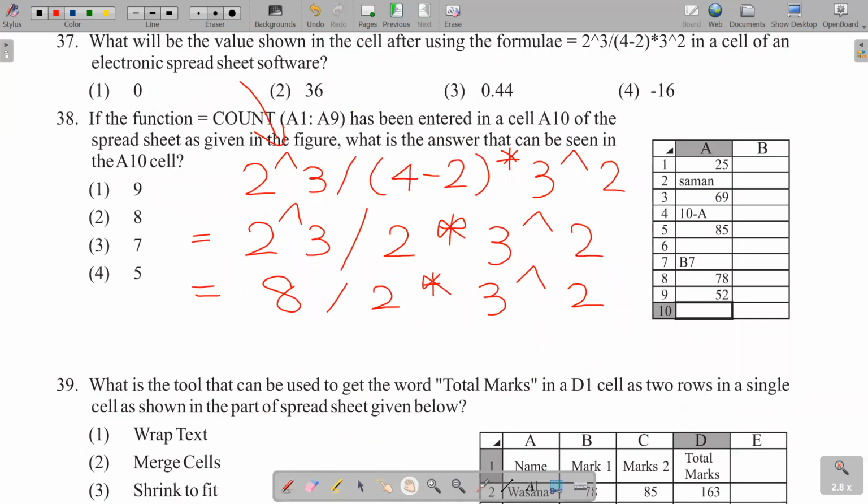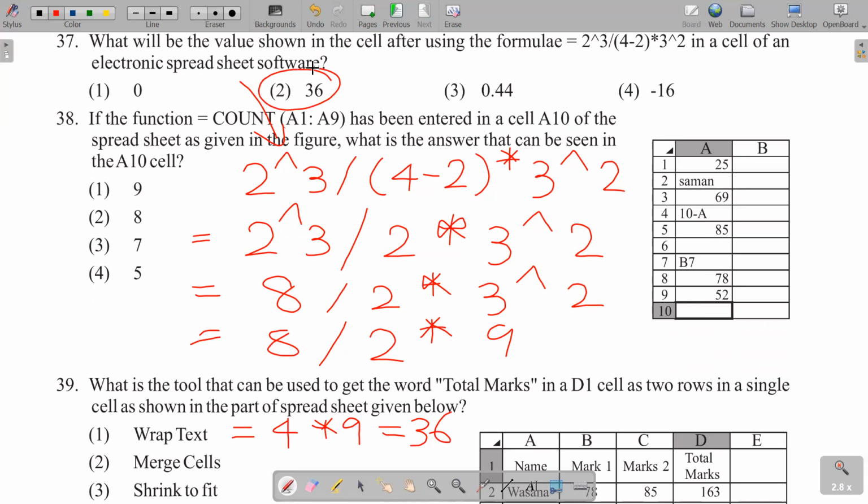Then 8 divided by 2 into 9 will happen. 8 divided by 2 will happen first. That is 4 into 9, which gives me the answer of 36. So the second answer is the answer for the 37th. Okay, people, are we clear up to this point?